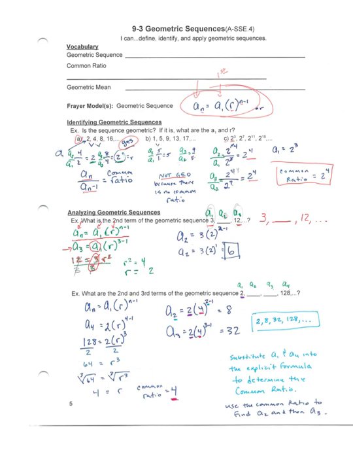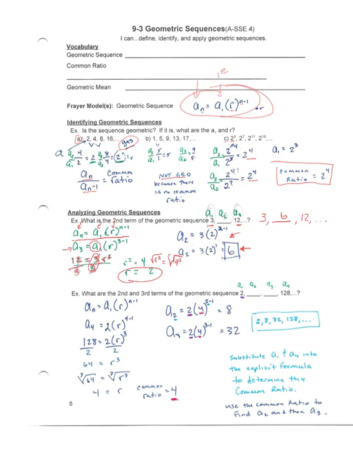I'm going to divide both sides by 3. And then I get 4 equals r squared, or when we find the square root of both sides, r equals 2. So if my common ratio is 2, plug that back into my equation right over here, and it's going to turn out that that number is going to be 6. There you have it, analyzing a geometric sequence.